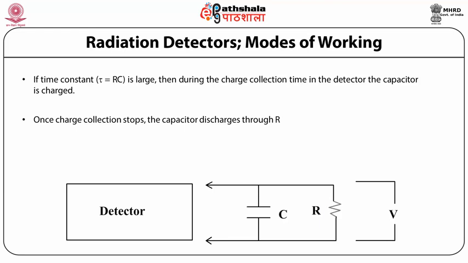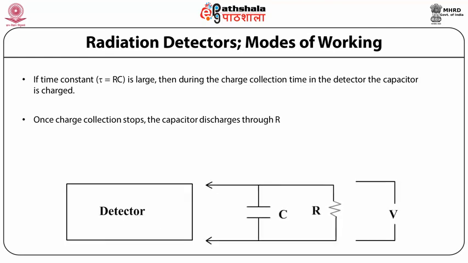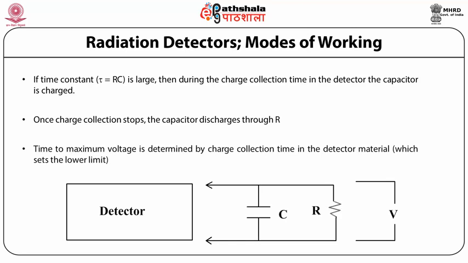Once charge collection stops, the capacitor discharges through R. So when the capacitor discharges through R, we can find the time constant, because time constant tau is equal to RC. Time to maximum voltage is determined by the charge collection time in the detector material. So until the entire charge passes through R, we cannot achieve the maximum voltage. So the output voltage becomes maximum with the charge collection time in the detector material, which sets the lower limit.